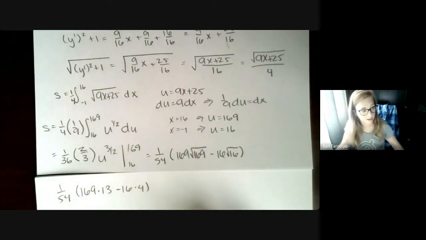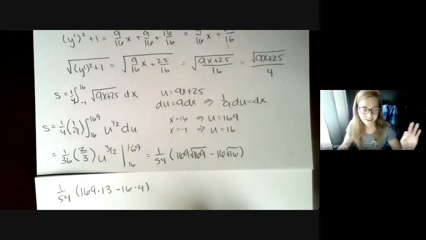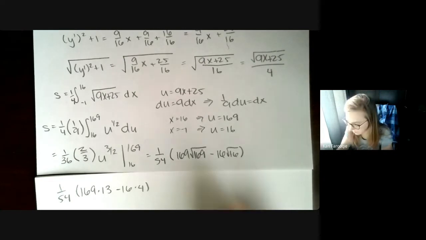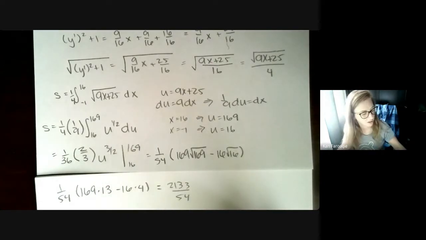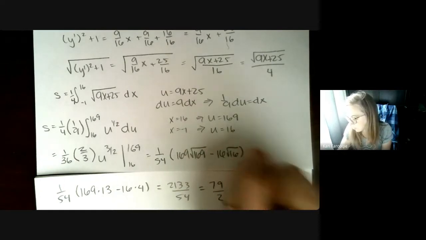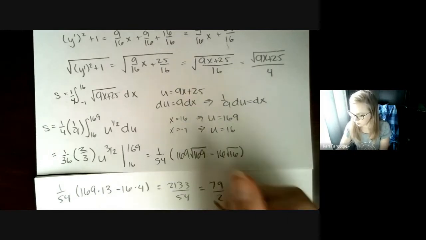Now I'm going to get my calculator out. So 169 times 13. Yeah, technically you could have put that in as 169 to the 3/2. I just think it's good for us to do this very slight bit of mathematical gymnastics. Times 13 times 4, and then I'll divide that by 54. I don't know if 54 is a factor. We'll find out. No, I get 39.5. So that simplifies to 79 halves, which is your arc length.